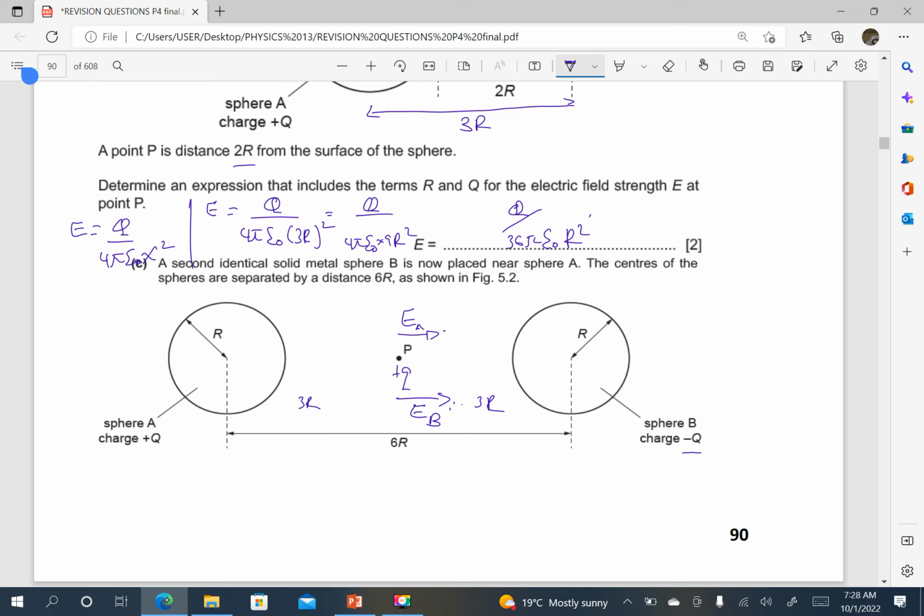Therefore, the electric field strength at point P is also influenced by the presence of sphere B. So we can't say that sphere A or sphere B are point charges, even though you could see that the distance 6r is not so many times greater than the radius of each of these spheres. So it means there's a possibility that charges on sphere A can still experience a force due to charges on sphere B because they are relatively close. The charges on each sphere can affect each other.